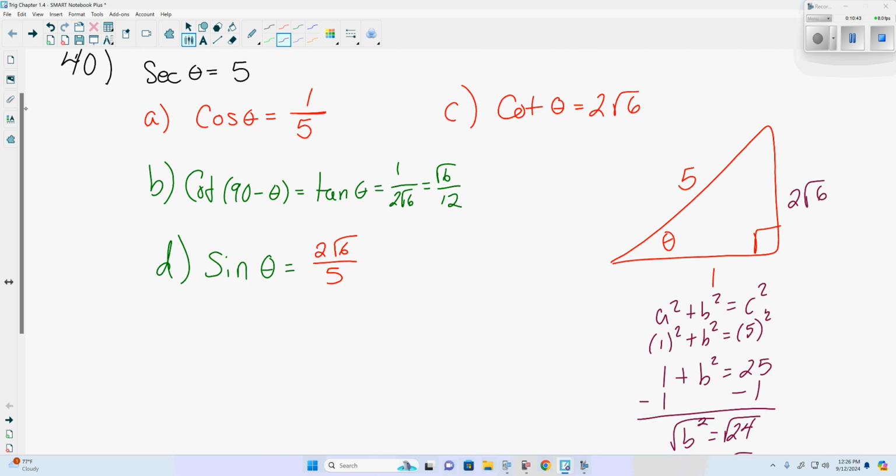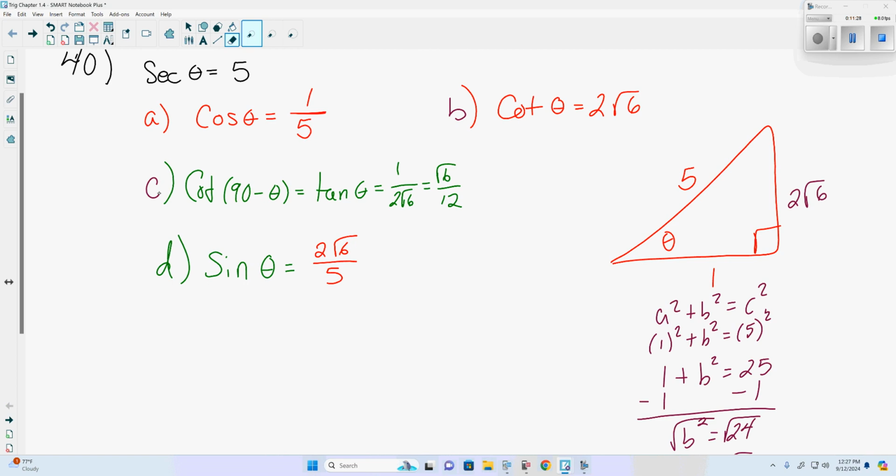B is indeed square root of 6 over 12. C is 2. Yep. And B is asking for cotangent of 90 minus theta, I believe. B is cotangent of theta. Oh yeah, so no, this is B. Yeah, I just had them flip. That's what happened. See, okay, that makes more sense.